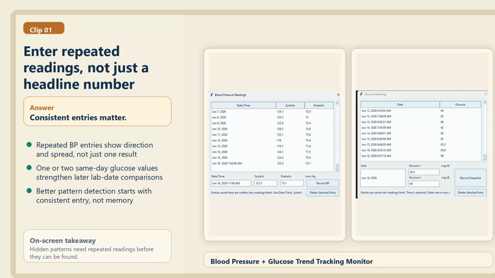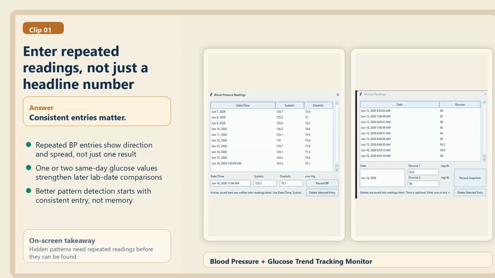That matters because hidden patterns are usually not visible in a single best or worst number. They show up in repeated entries, changing day-to-day ranges, and whether glucose is clustering tightly or bouncing. If the record is too sparse, the app can only summarize sparse data. If the record is consistent, the trend logic has something real to work with.